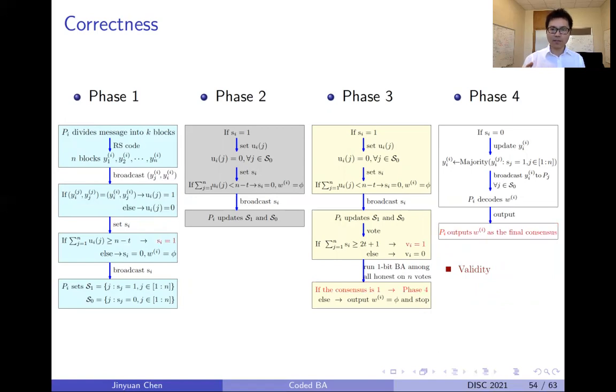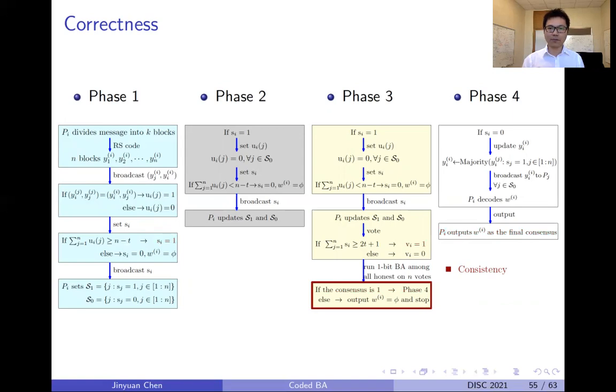If all honest processors hold the same initial message, in the first 3 phases, all honest processors set their success indicators as 1s and keep the updated message exactly the same as the initial message. In this case, all honest processors go to phase 4 and output the final consensus exactly the same as the initial message. So the condition of the validity is satisfied.